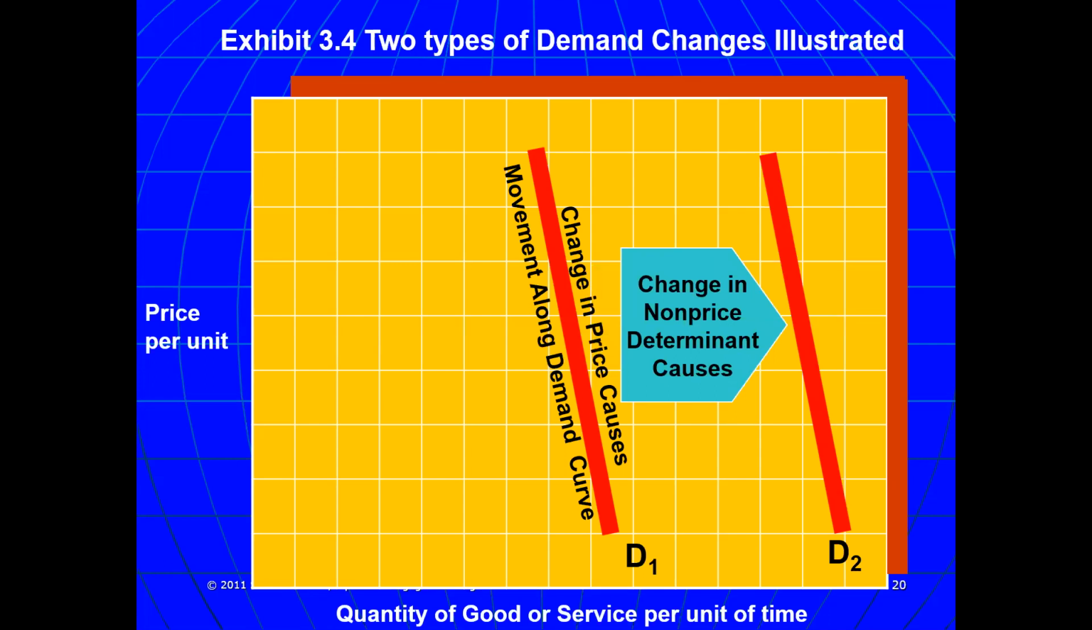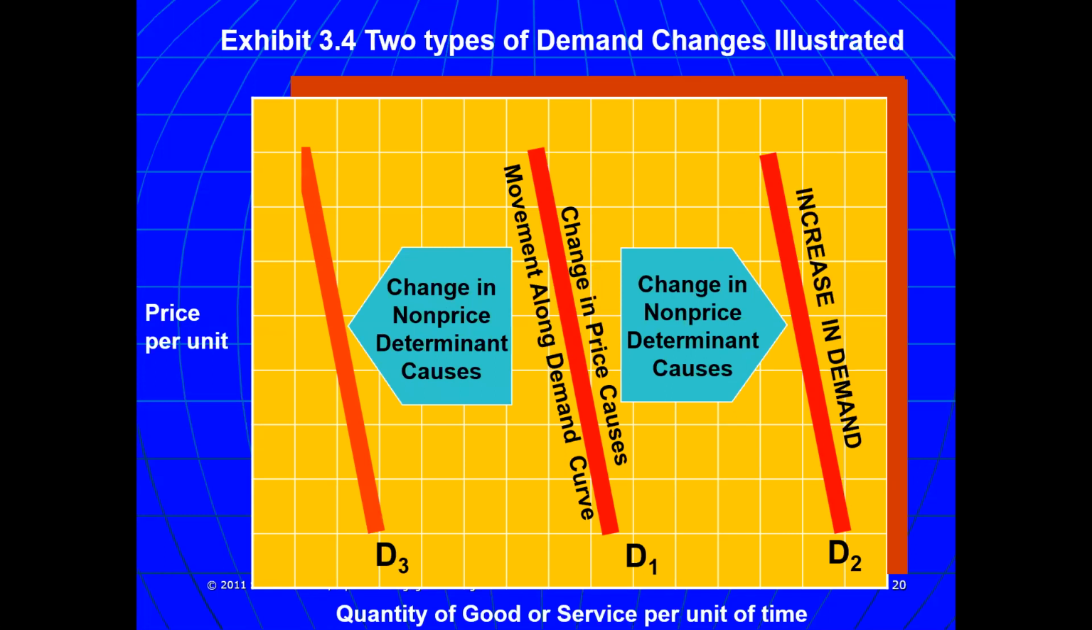Remember, shift is when we get an actual second demand curve. It can shift to the right. That's called an increase in demand. It can shift to the left. It could be a decrease in demand. So D1 might be where we started out with price and quantity, and then let's say that streaming services became more popular, then we would go from D1 to D3.